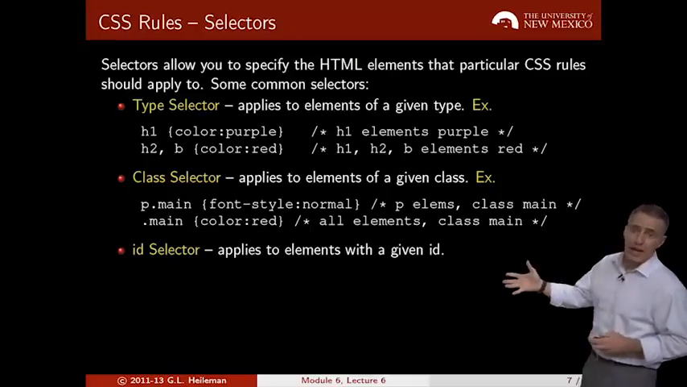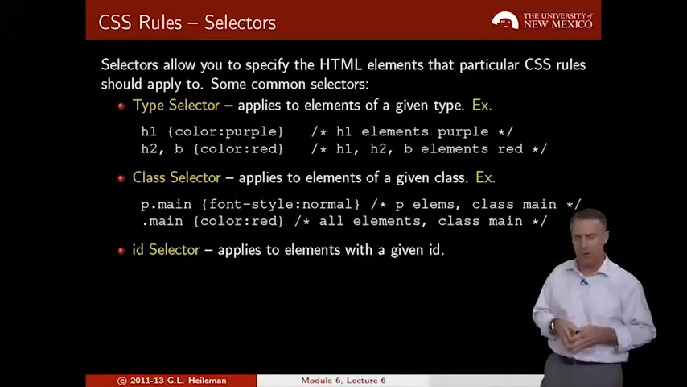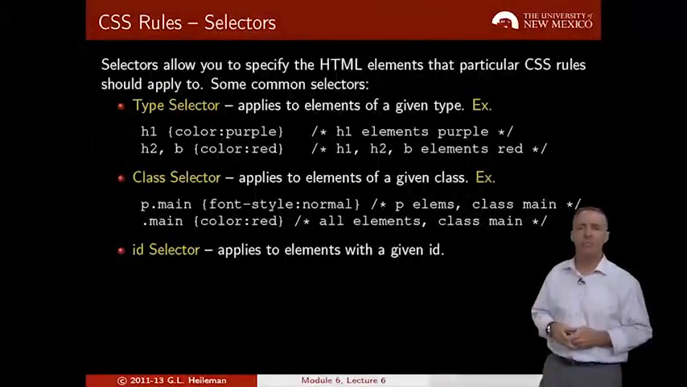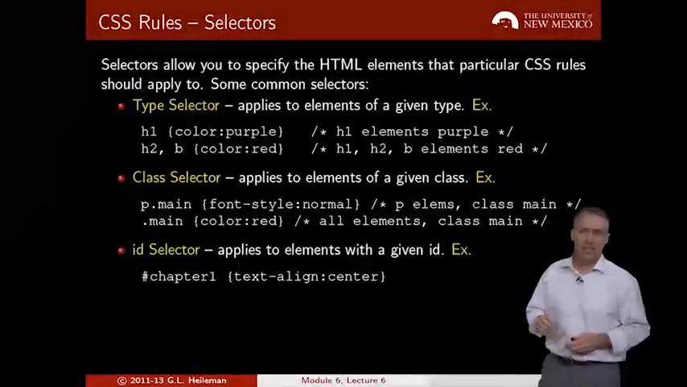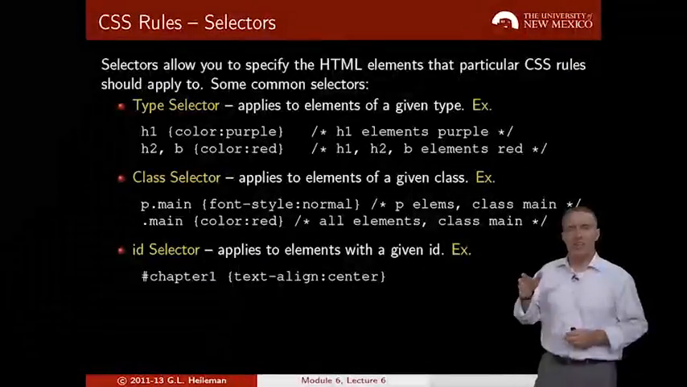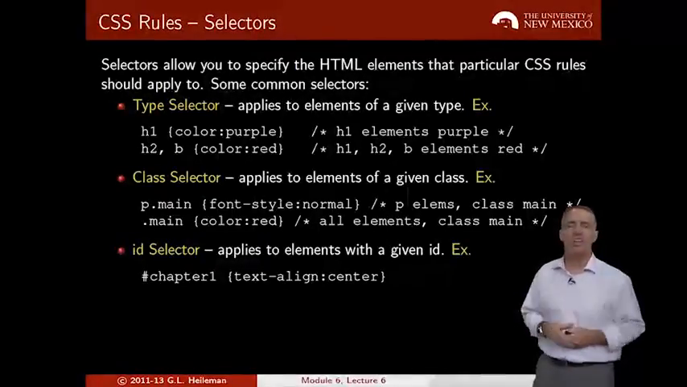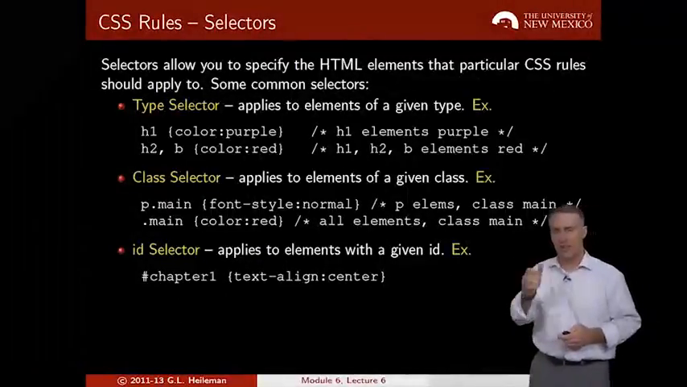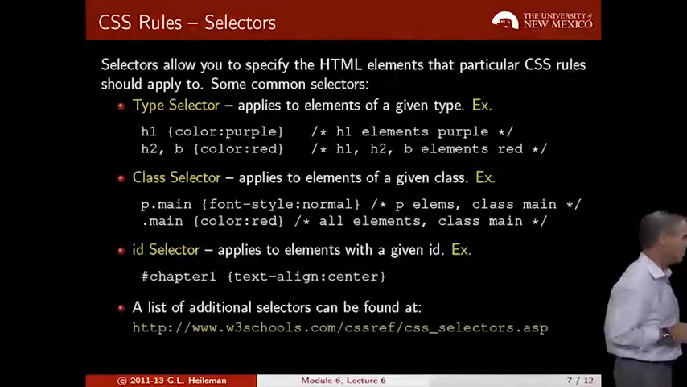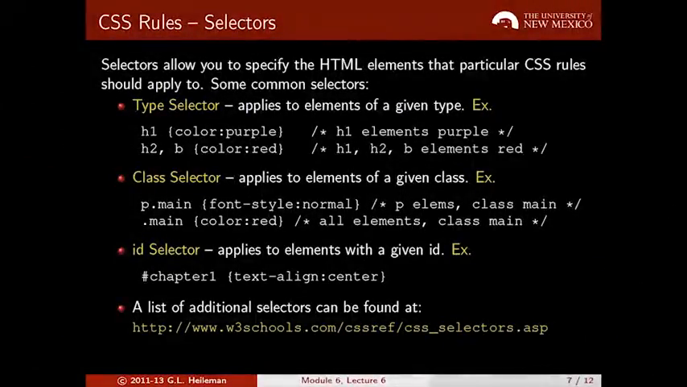There's also an ID selector. Remember, IDs within a document, an HTML document, have to be unique. And the ID selector is the hash symbol that I show there. So in this case, the element that has ID chapter 1 will be text-aligned centered. And that's what this rule specifies. If you'd like to look at a list of all the various selectors that are available to you, go to the w3schools.site and take a look.